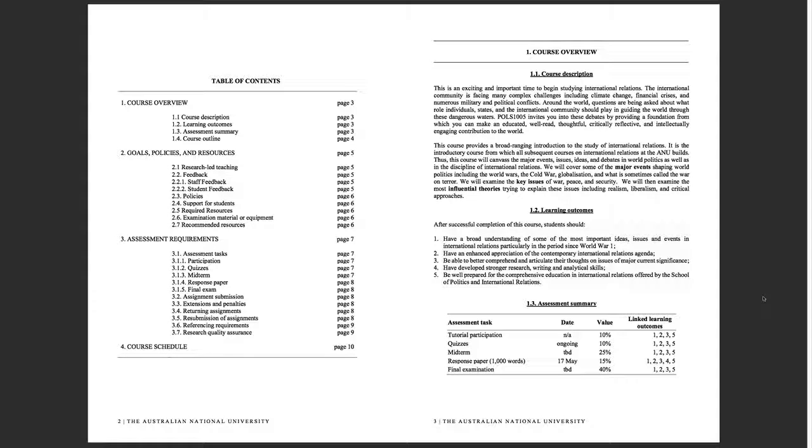There are five main types of assessment for this class. The first is tutorial participation, which is worth 10% of your grade. Each one of these assessment tasks is related to the learning outcomes that were described above. Tutorial participation is worth 10% of your final grade.